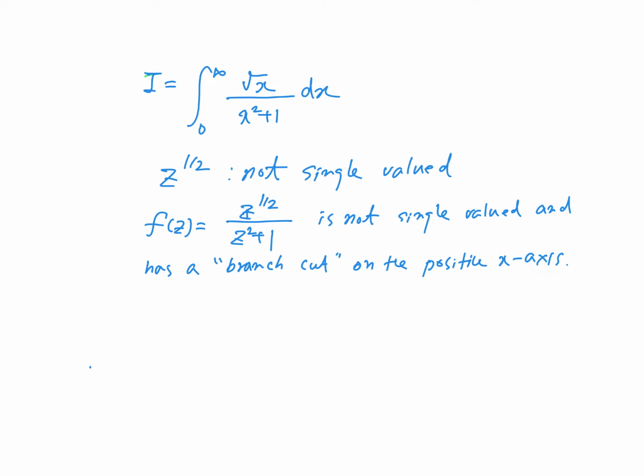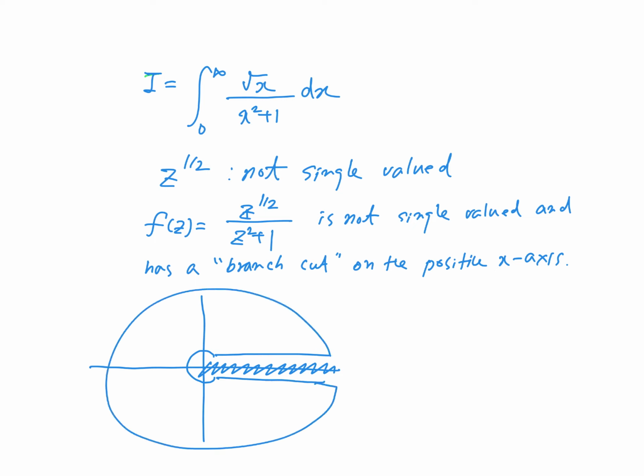The trick is the following. For this complex function, we have a branch cut. So what I'm going to suggest is this contour: C1, CR, C2, and a small circle around 0. And we have poles. How many poles do we have? Here and here.